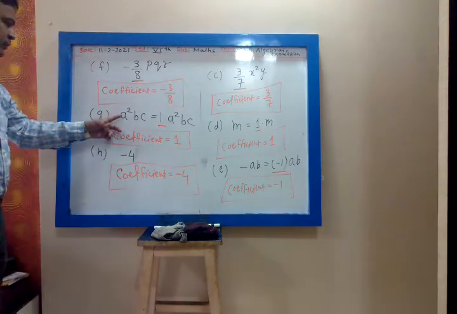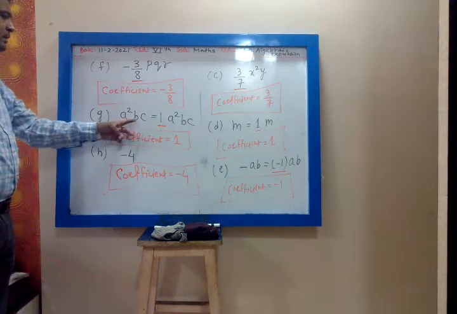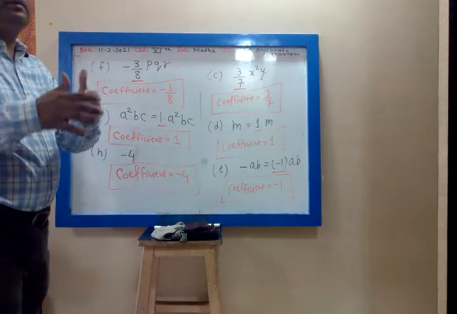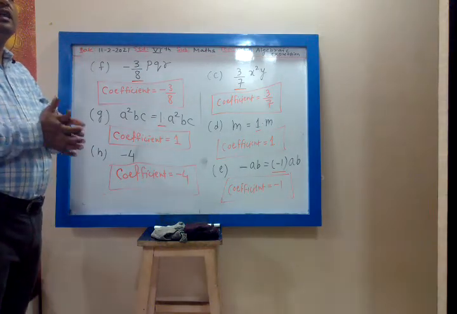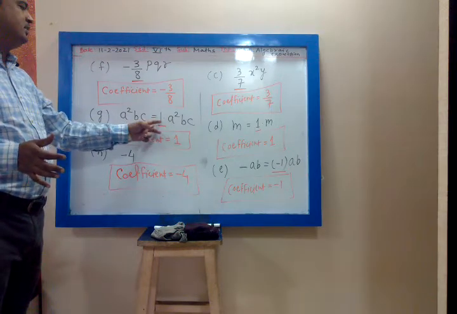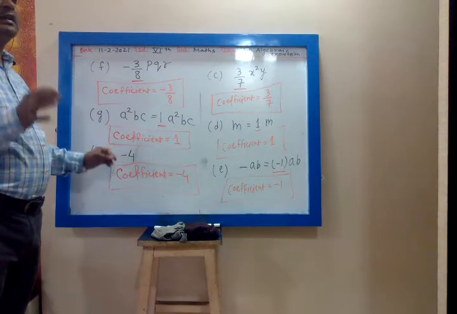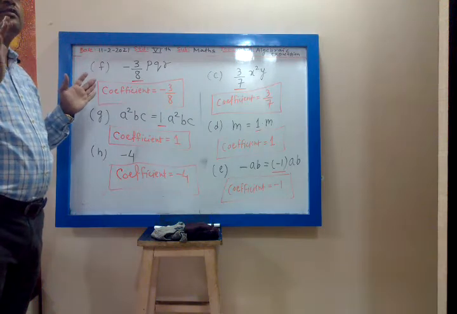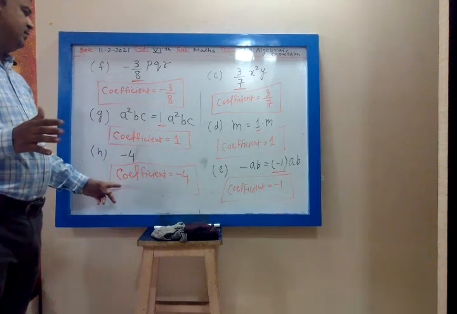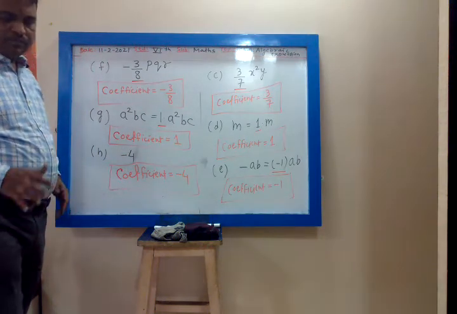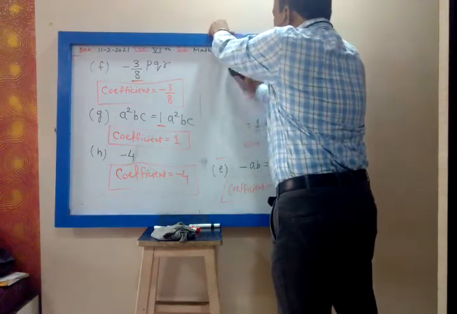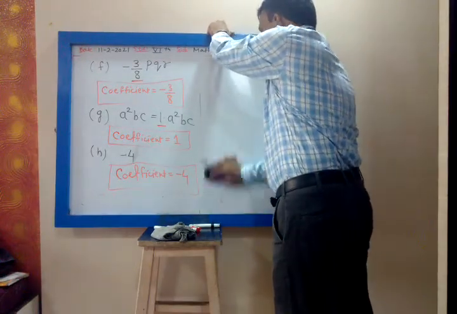G, a square bc, I can write as 1 into a square bc, because a, b, c are the variables. So the numerical coefficient is 1. Minus 4 is only a number. There is no variable involved in this. Variable means alphabet. So the coefficient I will take directly. So the coefficient of minus 4 will be minus 4. We are talking about the numerical coefficient.